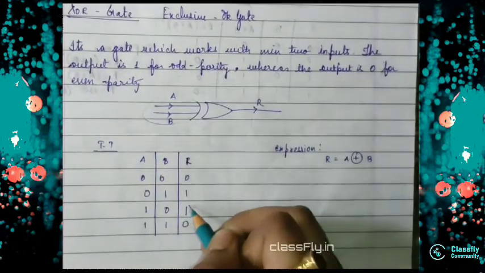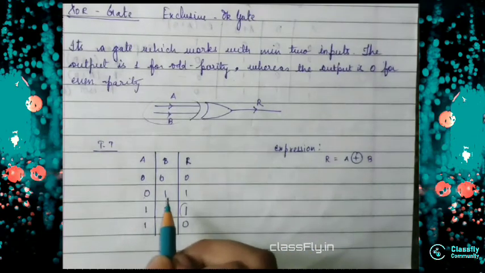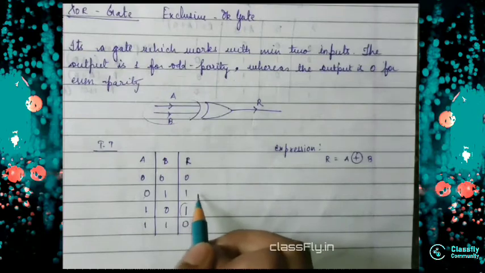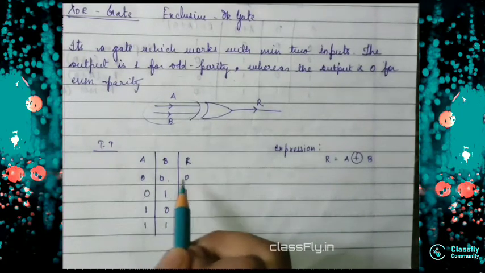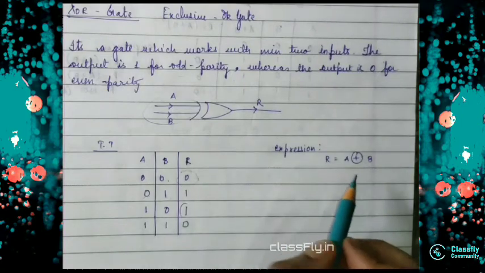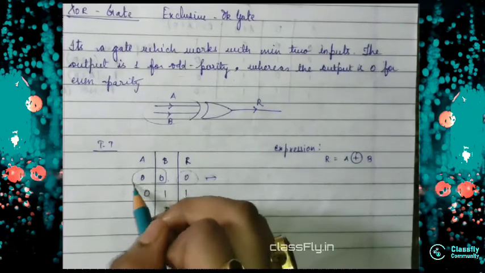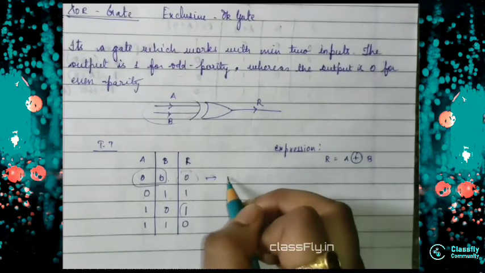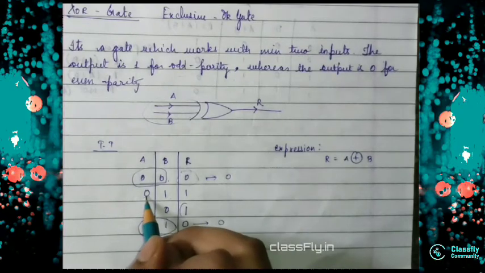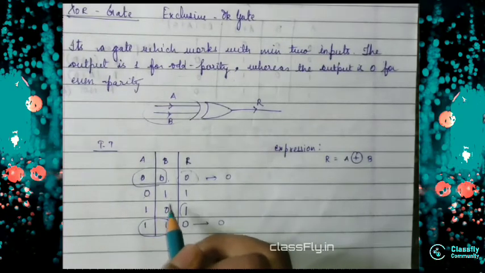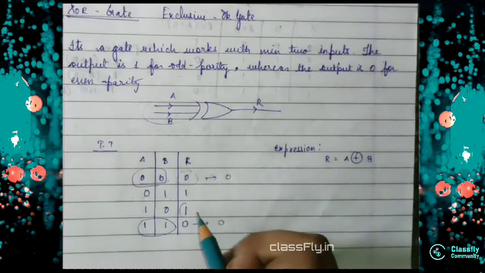See, as one input is 0 and the other input is 1, I will get 1. That is, it is odd. And if both the inputs are similar, then I will get 0. That only has been said, that if it is even parity, that is, if both the inputs are similar, then I will get 0. Similarly for this. But if any one is not similar to the other, then I will get the output as 1.